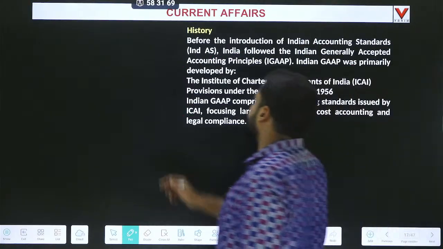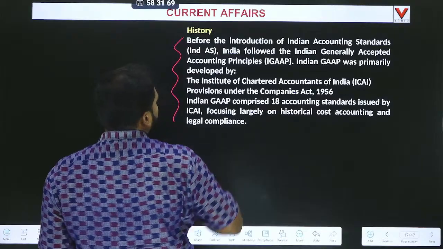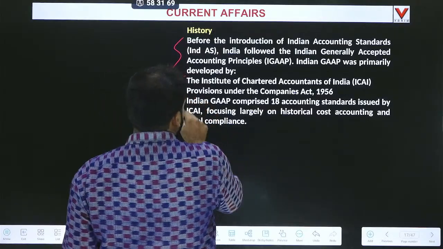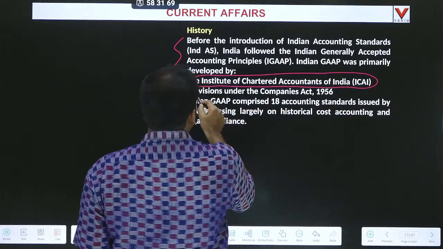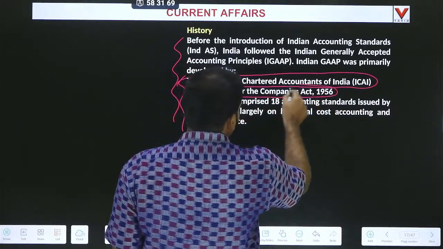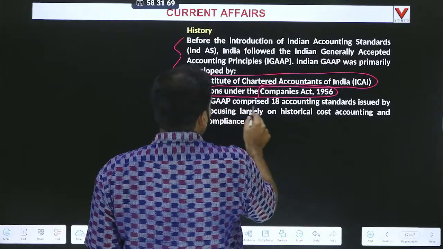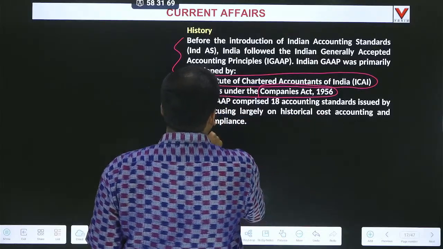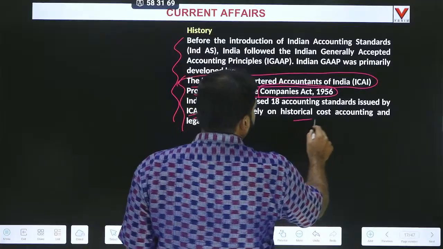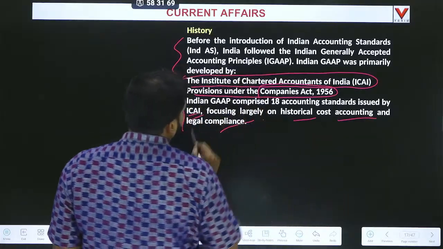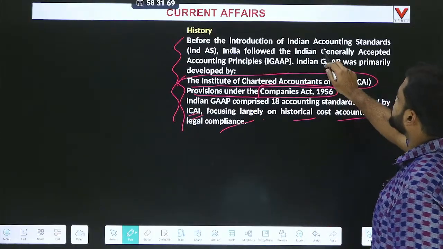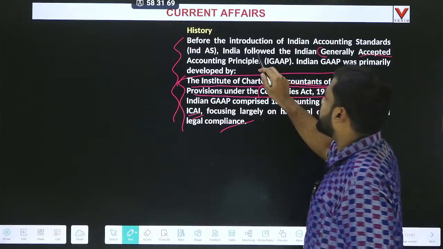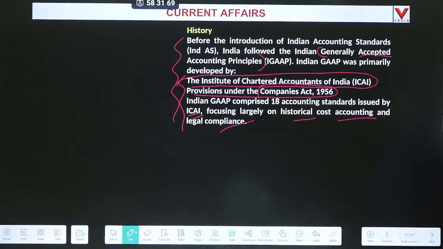See, history. What is the history? This is a lesson on fact. We don't have to discuss it. Okay, this is the point. The Institute of Chartered Accountants of India, under a provision of the Companies Act of 1956, issued the earlier GAAP, comprised of 18 accounting standards, focusing largely on historical cost accounting and legal compliances. Right. GAAP means what? Generally Accepted Accounting Principles. Indian GAAP. Right. Let's move to the next question.